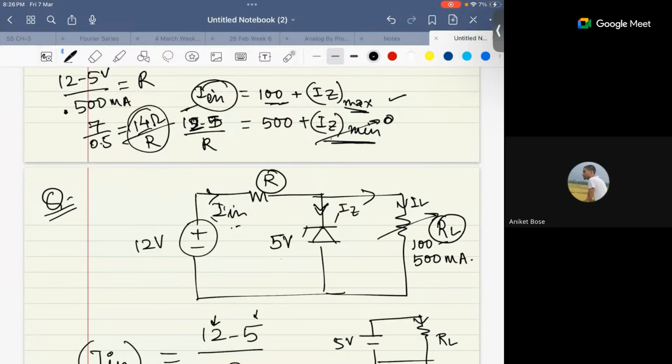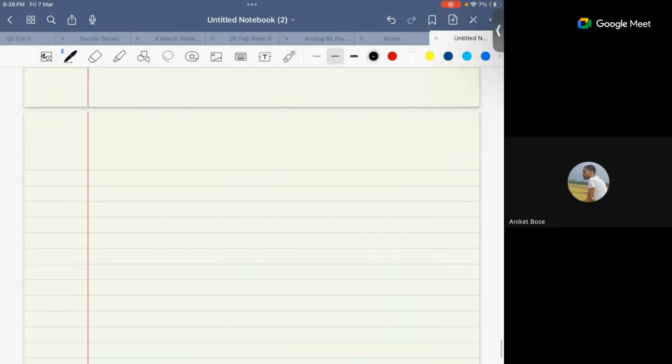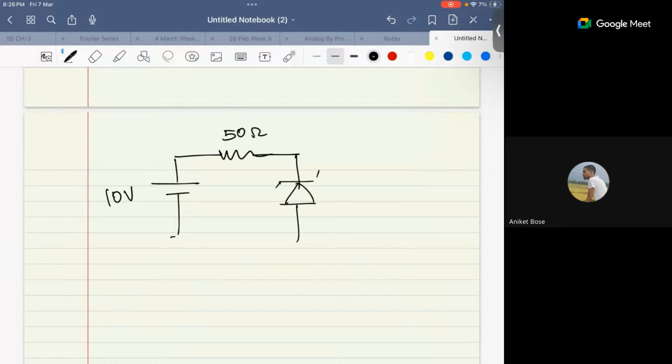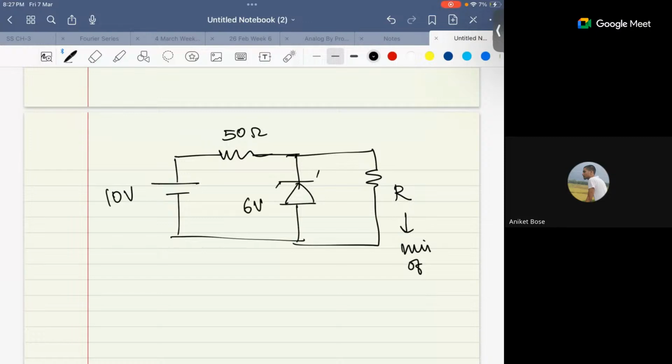Okay, so the next question I'll be giving. If you want to solve it, here also the voltage is fixed, 10 volt. Let's say, for example, this is fixed. You have 50 ohm. Again, you have a Zener diode, and you have a resistance R. You have to calculate the minimum value of R so that the voltage across it doesn't fall below 6 volt. So you can just think of it as 6 volt. Minimum, you have to calculate the minimum value of R such that the voltage across this doesn't fall below 6 volt.